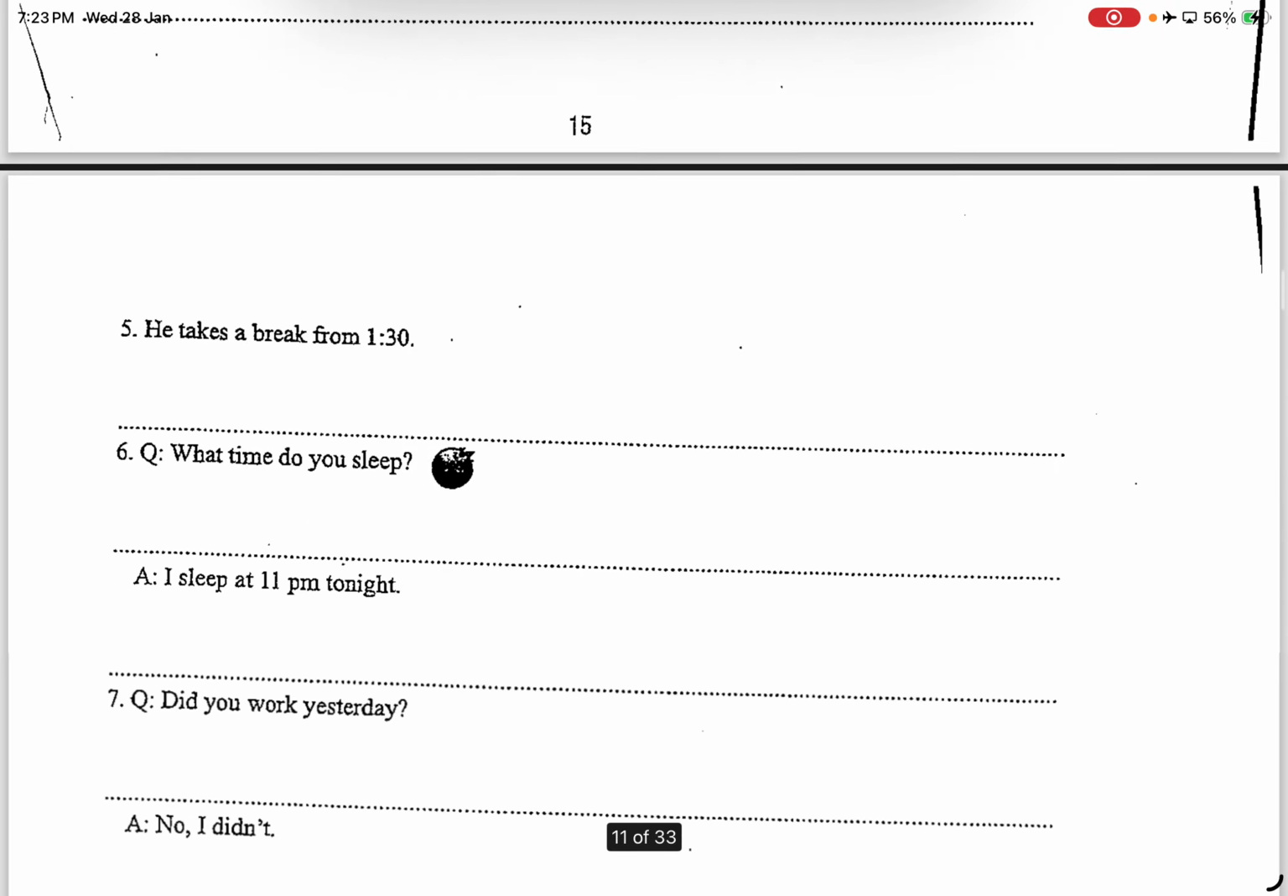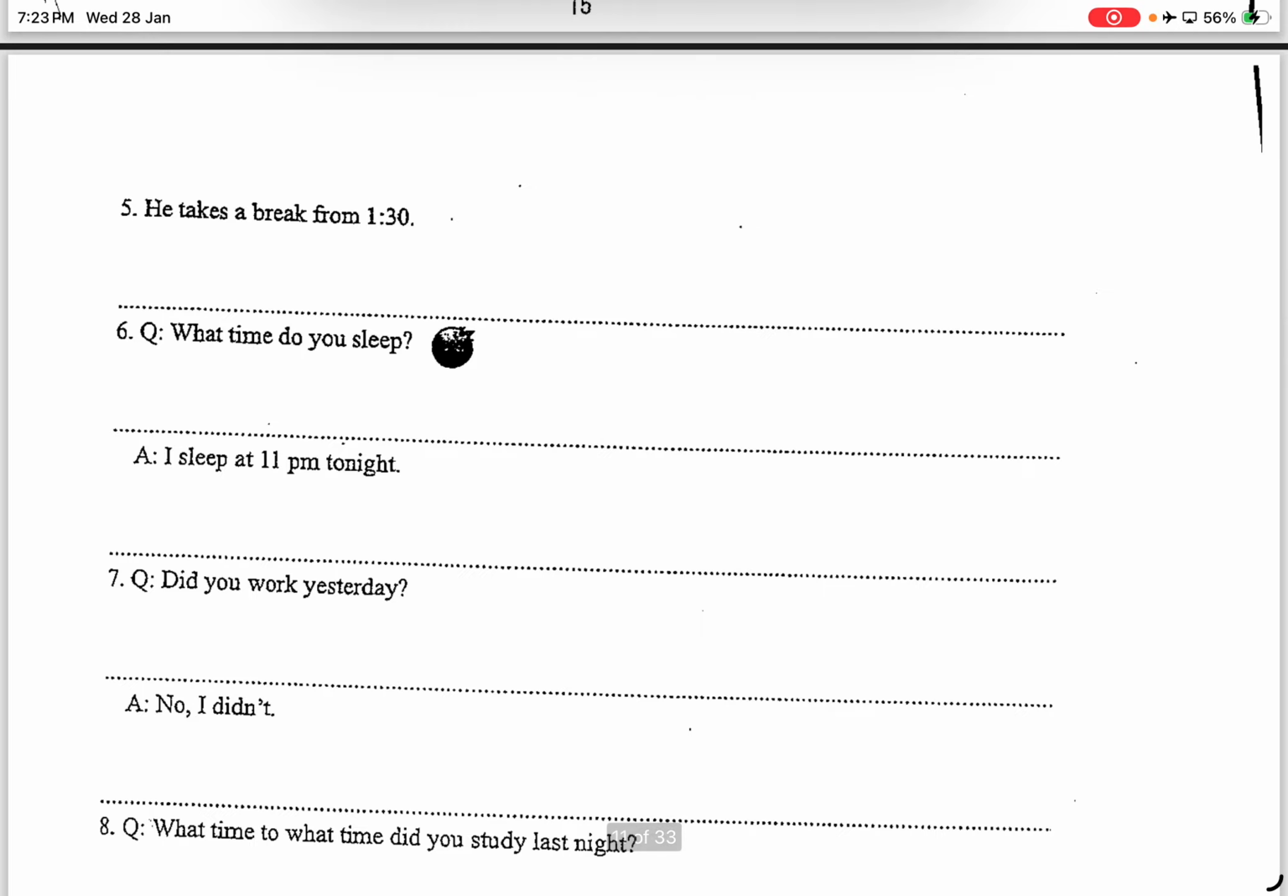Number 5, he takes a break from 1:30. Yes, Chin-kun. 彼は1時半から昼休みです。 Okay, the way he put it is very unique, not what I was expecting, but it's correct. However, I was expecting you to use a verb here. So anybody use a verb here? 彼は1時半から休みます。 That's the verb form.